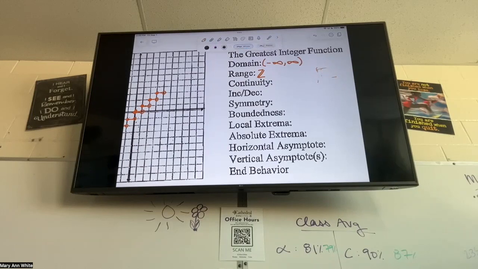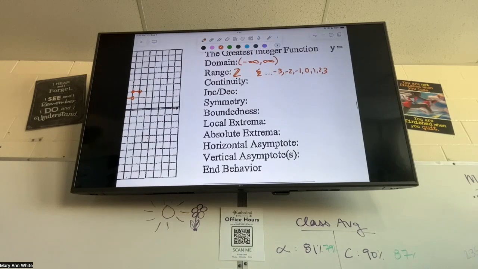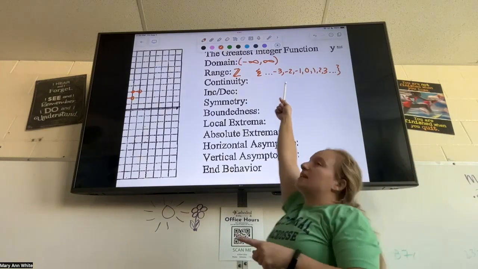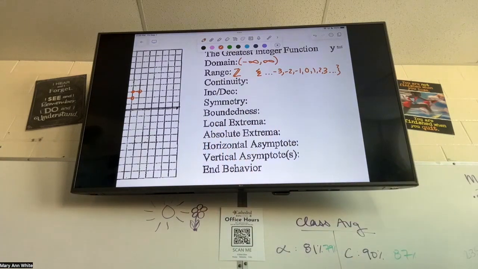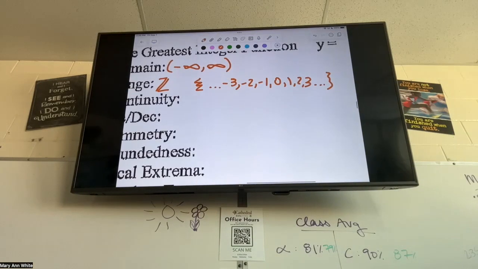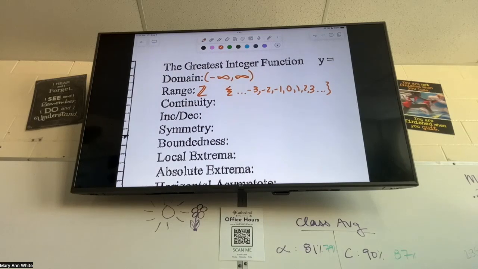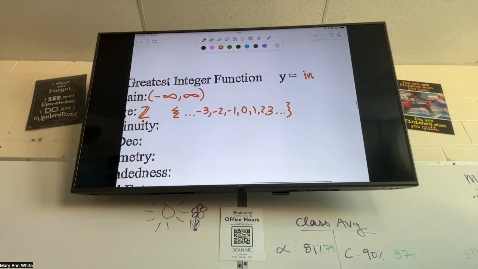If you don't like that, you're welcome to write it like this. We do a brace, and then we do dot, dot, dot, -3, -2, -1, 0, 1, 2, 3. We list a handful of those numbers, and then we end with dot, dot, dot in our brace. The dot, dot, dot just means continue in that pattern forever. Keep adding whole numbers, keep doing negative whole numbers as we go on. The Z is the set of all integers, so positive and negative whole numbers. Oh, and the equation for this was int parentheses x. I didn't put that earlier.